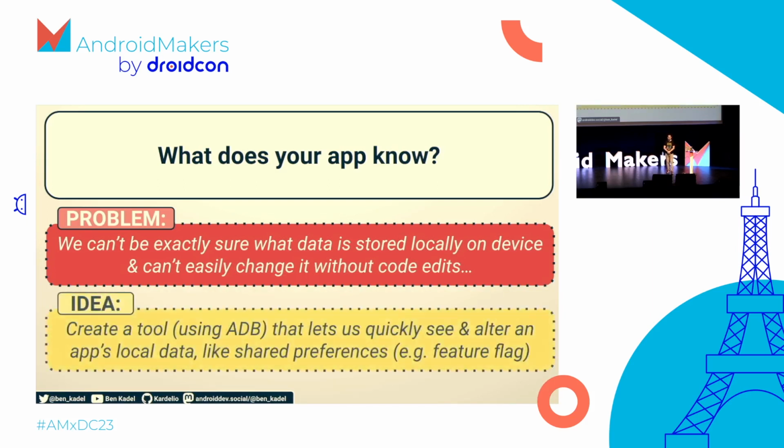So here's the idea. Use ADB to let us quickly see and alter information locally stored on the device. For example, shared preferences. If you have a feature flag in the shared preferences, you want to see it, quickly toggle it, and see the results. Ooh, interesting. So let's dive in.